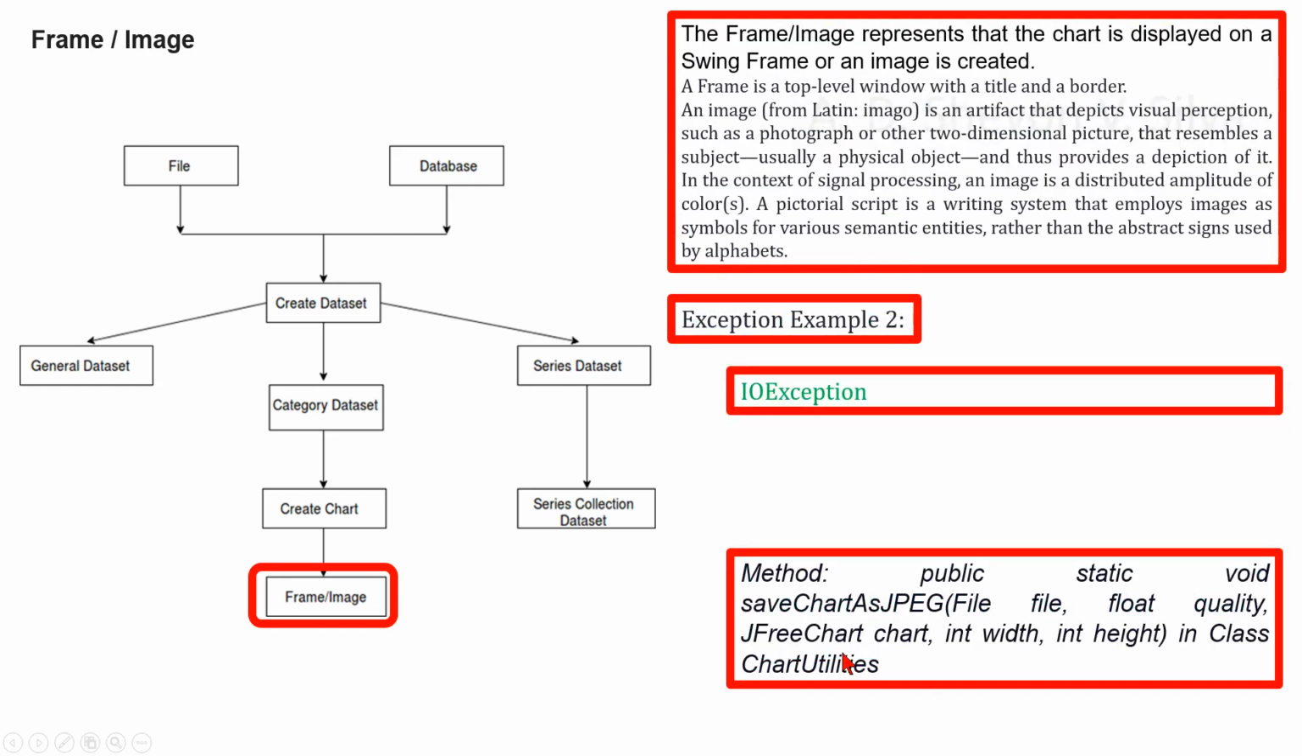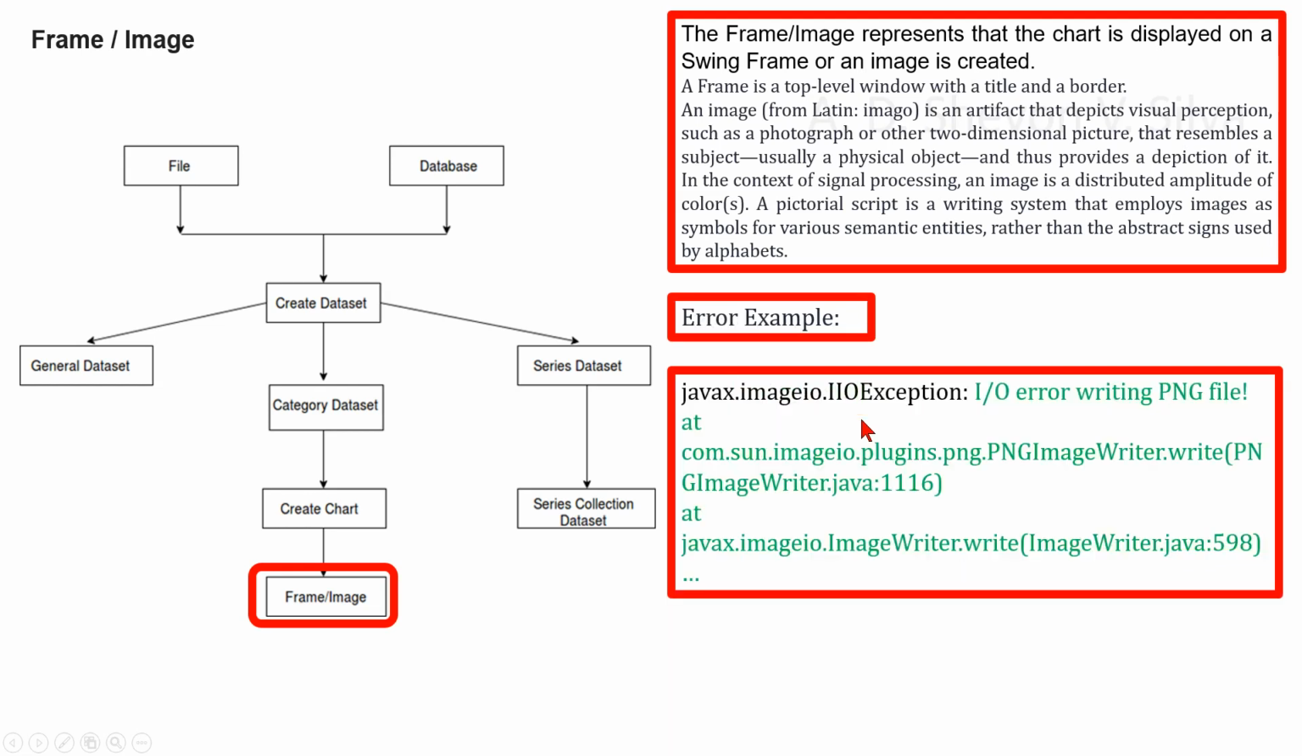As another exception example, we can consider IO exception. May occur in method public static void save as JPEG file float quality JFreeChart chart int width int height in class chart utilities. As an error example, we can consider IO error writing PNG file at etc.